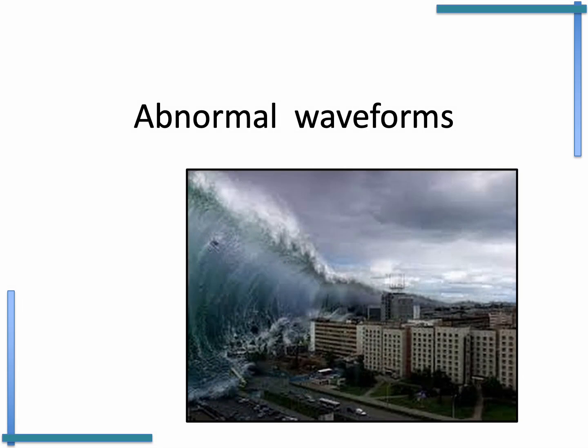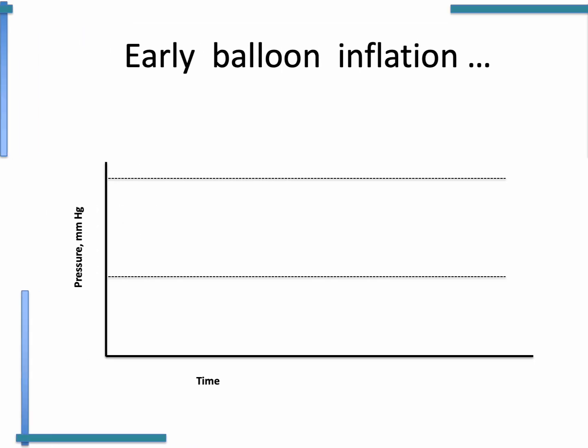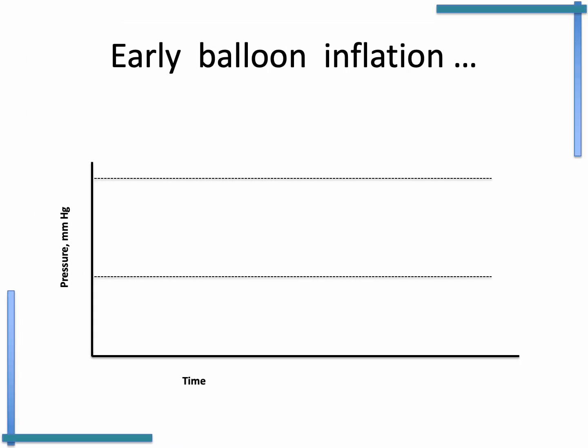So if we know what a normal waveform looks like, and we know how the balloon pump is timed, then we can have a look at some abnormal waveforms. And we're really going to look at the 4 cardinal errors of balloon timing. And the first one we're going to consider is early balloon inflation.